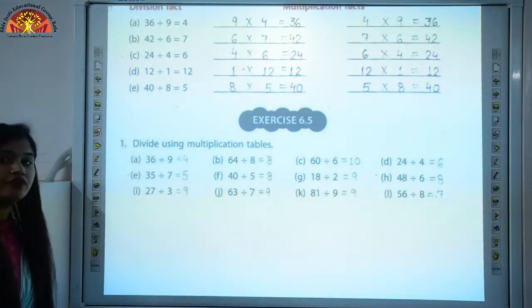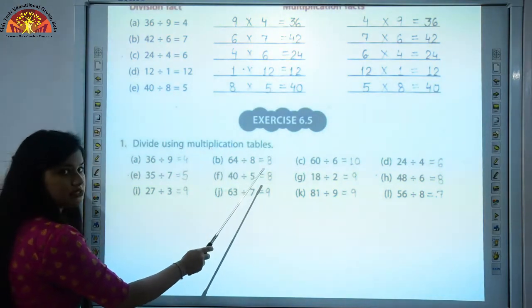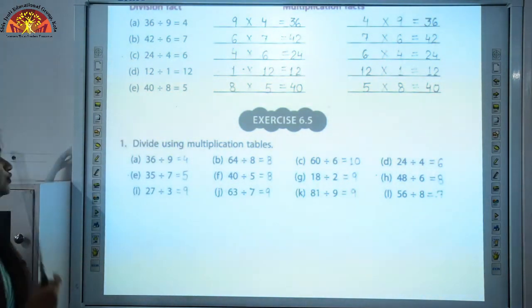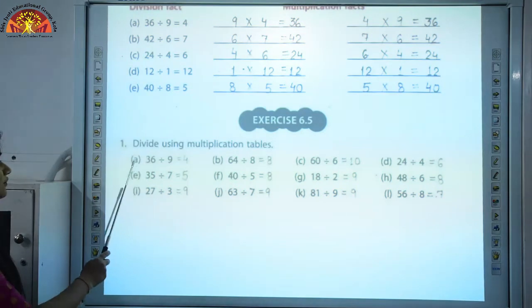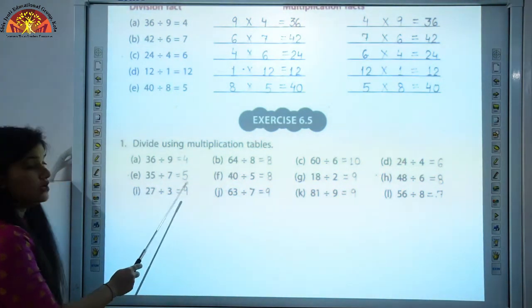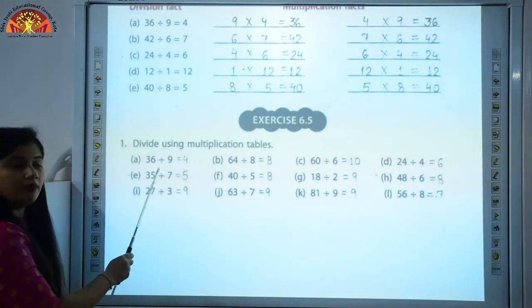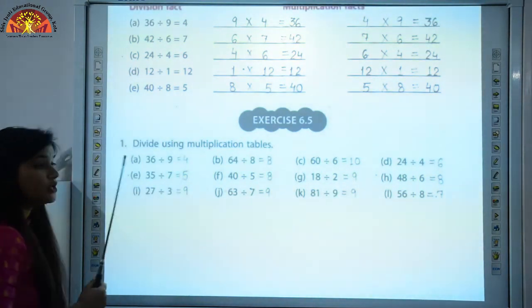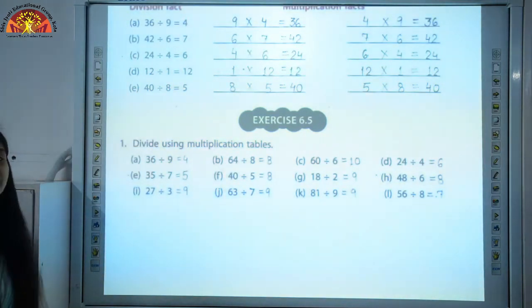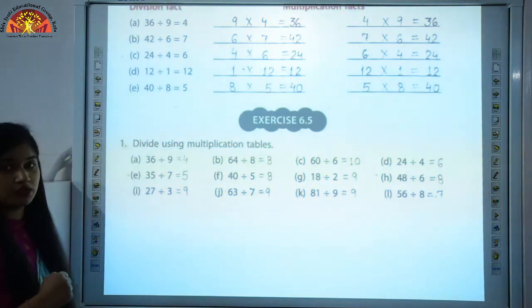Exercise 6.5 question number 1 is divide using multiplication table. So now students we have to use the multiplication table and we have to divide. So A part is 36 divided by 9. So students what we have to do, we have to divide 36 by 9. We have to say the table of 9 so many times that we get either 36 or a smaller number than that.